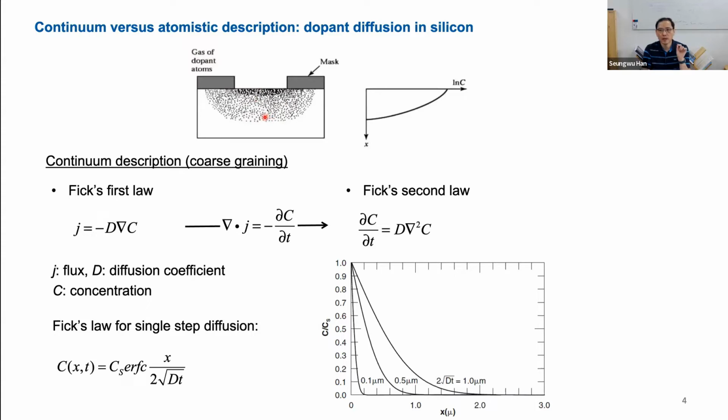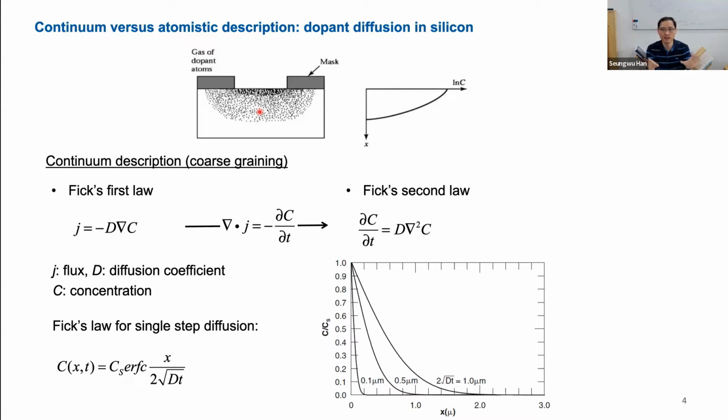Here we want to describe the diffusion of these dopant atoms. In a continuum description, we first coarse grain these atoms. Each of the dopant atoms is a distinct object, so there are dopant atoms in the silicon. But in a continuum description, we want to average out at a certain spatial position, so we average the concentration of the dopant and assign a continuous function.